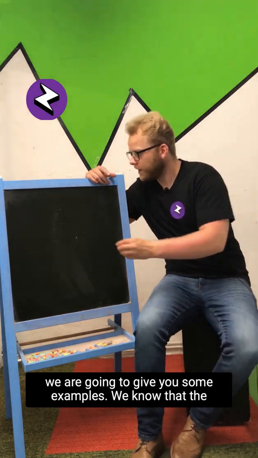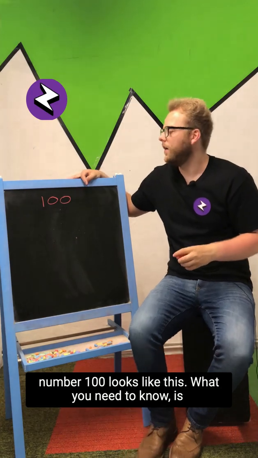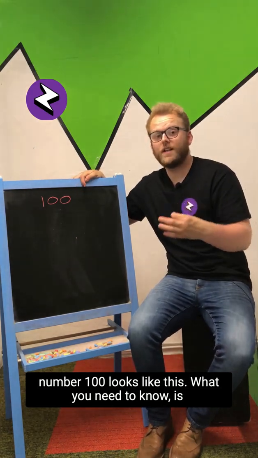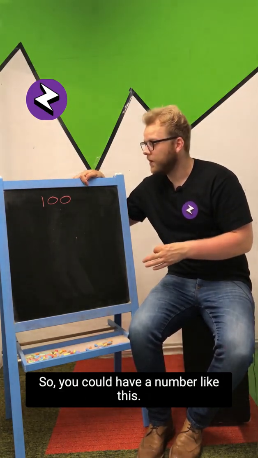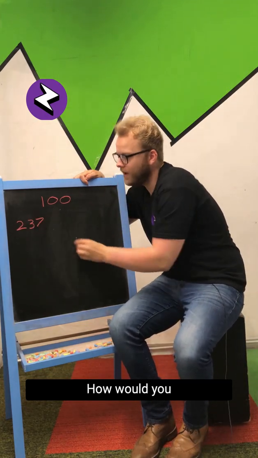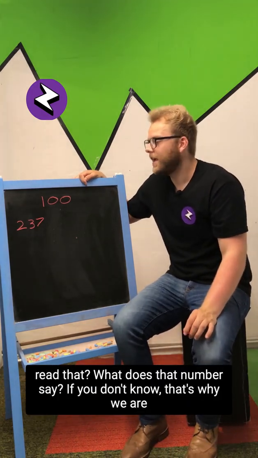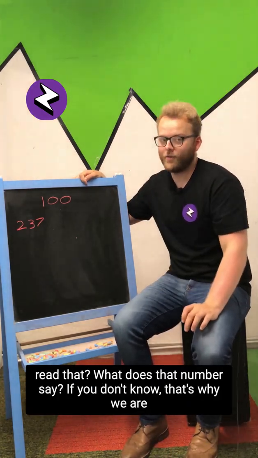Now, we know that the number 100 looks like that. And what you need to know is how to read numbers that are bigger. So, you could have a number like this. How would you read that? What does that number say? If you don't know, that's why we're going to help you.